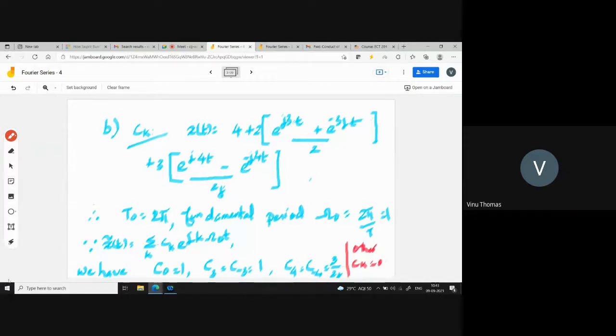Is that clear? Therefore, since the fundamental frequency omega naught is equal to 2 pi by T0, which is 1, we can write x tilde of t as the sum over k of Ck e raised to j k omega naught t. So from the expression, what is c0?